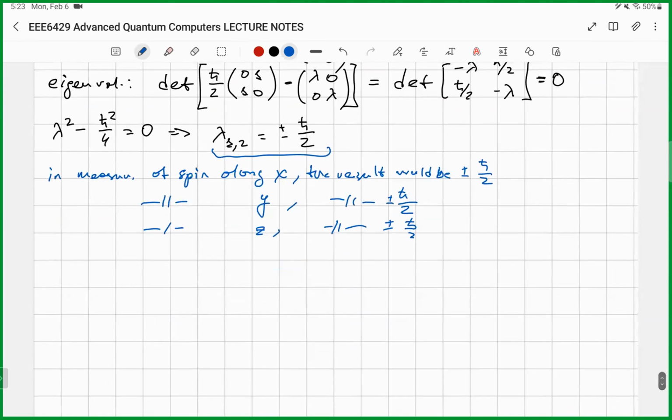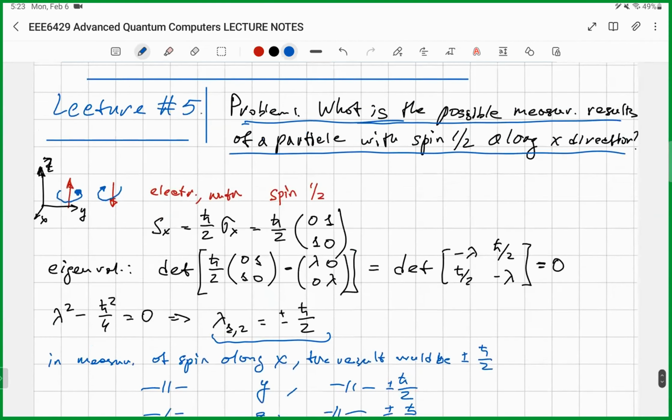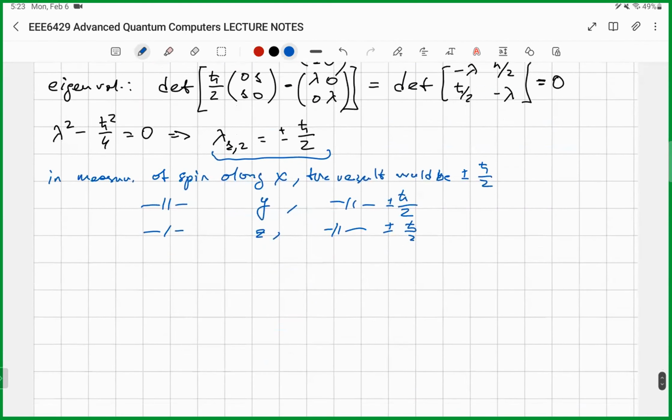Professor? Yes? Question. So for the z and y, are we going to use the same matrix? No, it will be a different one. I will verify that later.